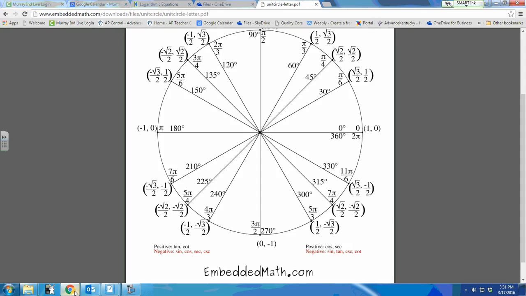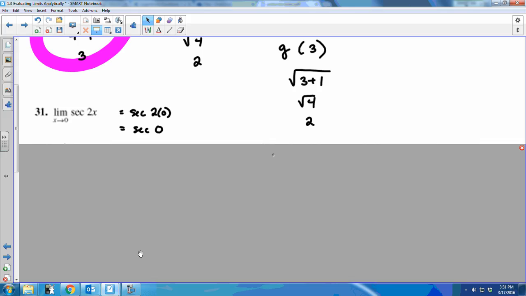All right, so looking at the unit circle, we're looking for secant of 0. Well, here's 0 degrees, or 0 radians, so secant of 0. So again, secant is the reciprocal of cosine. So if I find the cosine of 0, the cosine of 0 is 1. Secant of 0 is the reciprocal of that, so 1 over 1. So the secant of 0 equals 1. So for our limit value back here, secant of 0 equals 1. So our limit as x approaches 0 of secant of 2x equals 1. Okay?